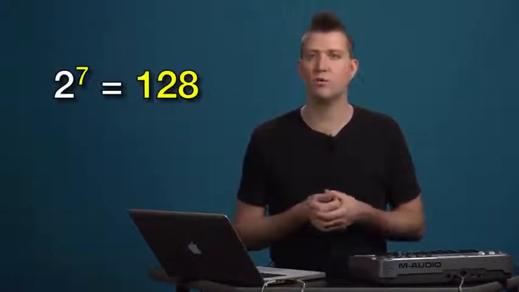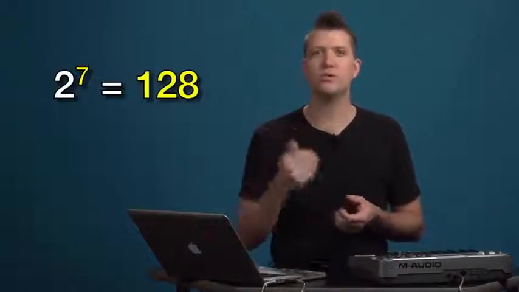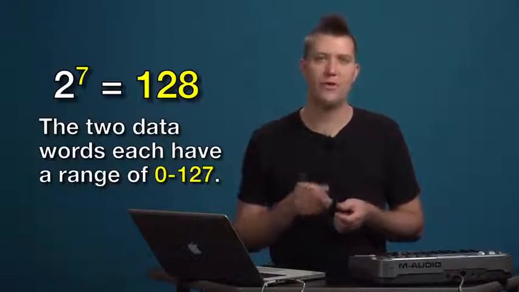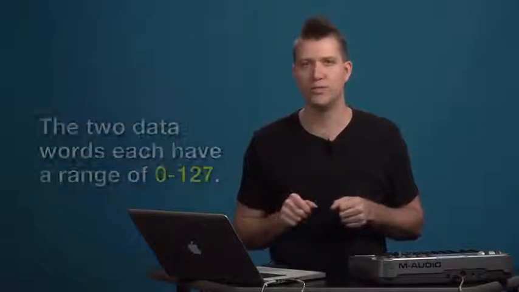Now, both data words are 7-bit numbers. And as we heard earlier, if we want to know how many values there are in a word, we take 2 to the power of the length of the word, and we get the number. So these are 7-bit words, so we get messages from 0 to 127. And you're going to see those kind of numbers all over the place.